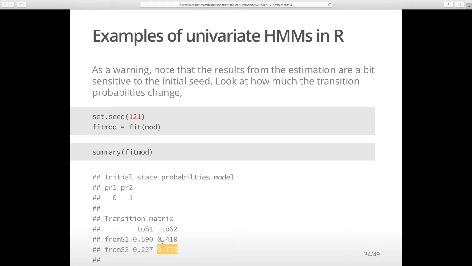And as you start playing with the seed, you can start getting estimates that diverge from these 2 solutions, and so you can get a wide range of solutions depending on what the values of this seed are.